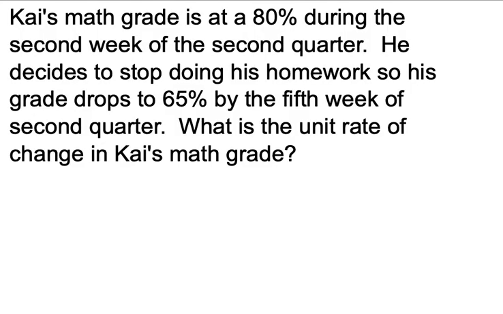Kai's math grade is at 80% during the second week of the second quarter. He decides to stop doing his homework, so his grade drops to 65% by the 5th week of the second quarter. What's the unit rate of change in Kai's grade? All right, going from 80% to 65% is a reduction of 15%. And that happens between the 2nd and the 5th week.